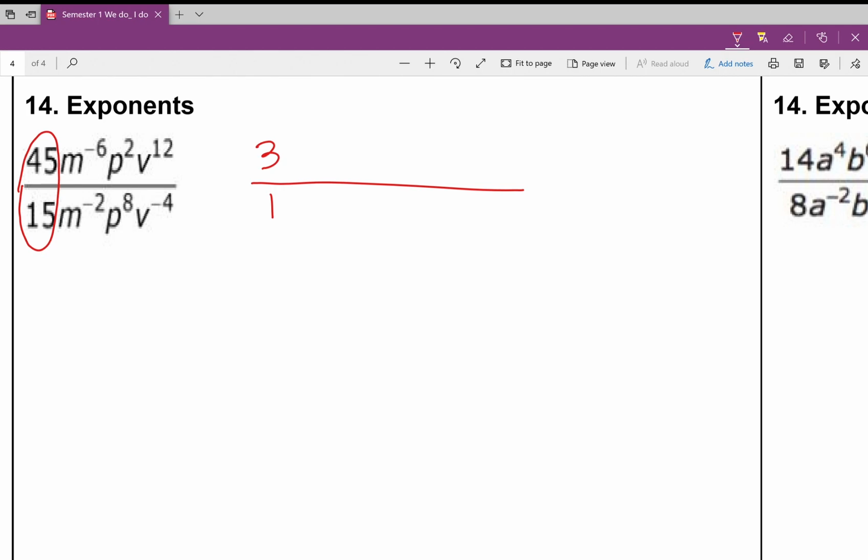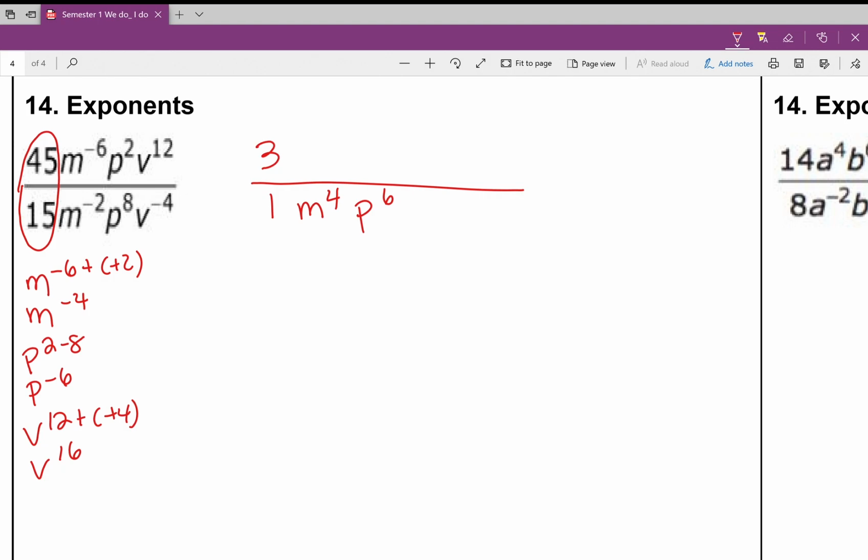And then I have my m's. So I have m to the negative 6 minus negative 2. That's plus a positive, so this is m to the negative 4. Since it's negative, it's going to go on the bottom and turn positive, so m to the 4. Then I have p to the 2 minus 8, which is p to the negative 6. Since negative 6 is negative, it's going to go on the bottom and turn positive. And then I have v to the 12 minus negative 4. That turns into plus a positive, so this is v to the 16. V to the 16 is positive, so it's going to go on top.